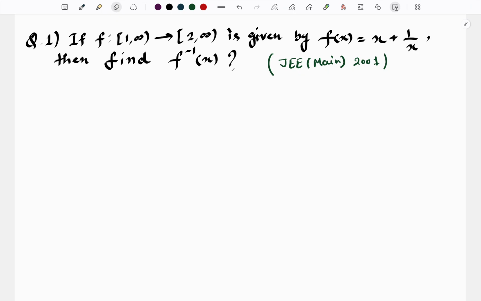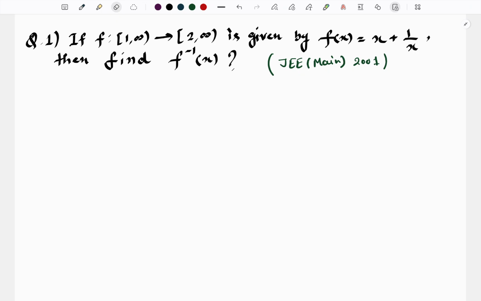So I took this problem from the JEE Main 2001, and in this problem we have to find the inverse of the function f(x). So what is the problem? Let's read it. If f is the function from the interval 1 to infinity to the interval 2 to infinity, given by f(x) = x + 1/x, then find f inverse of x. Okay, so they asked this in 2001.